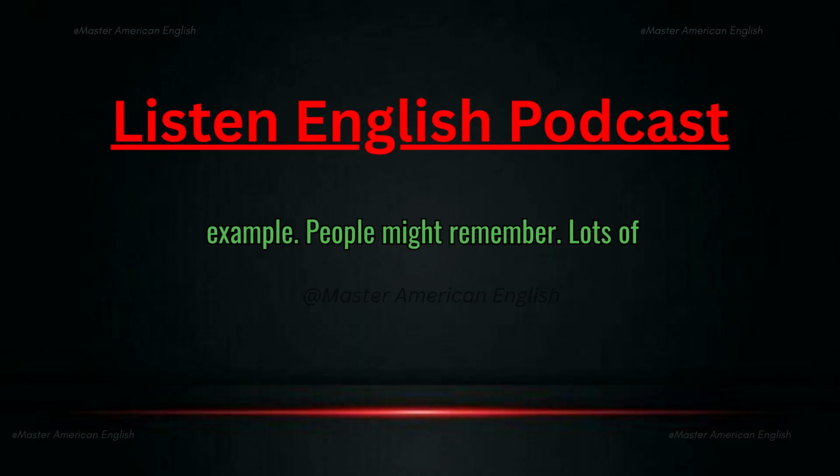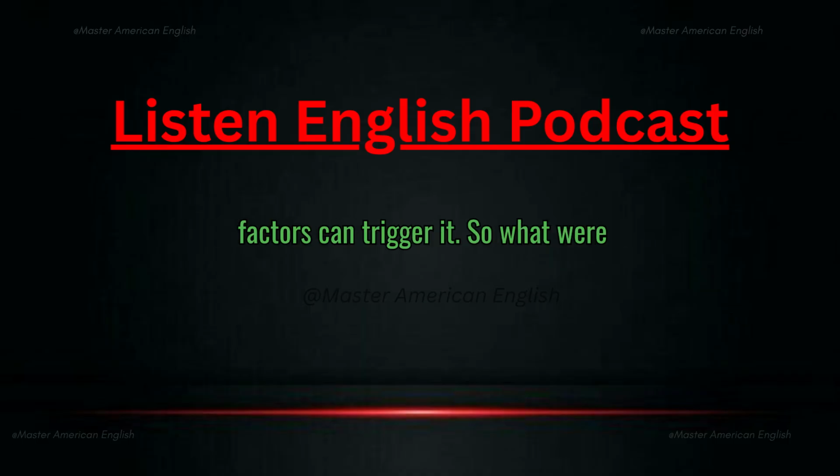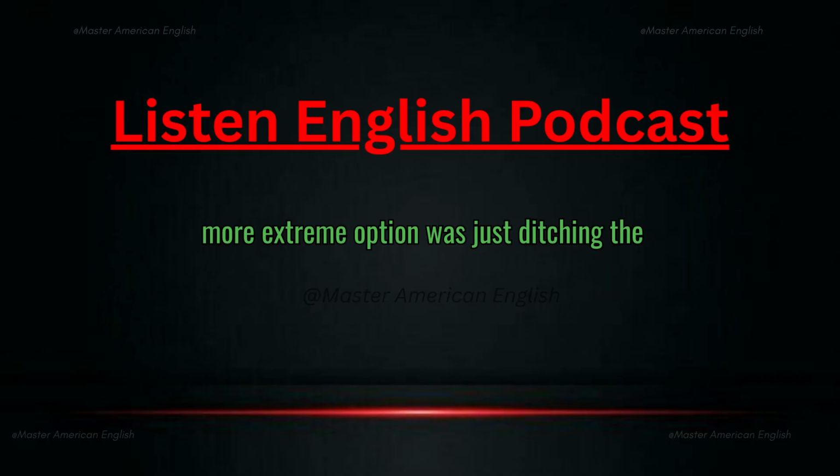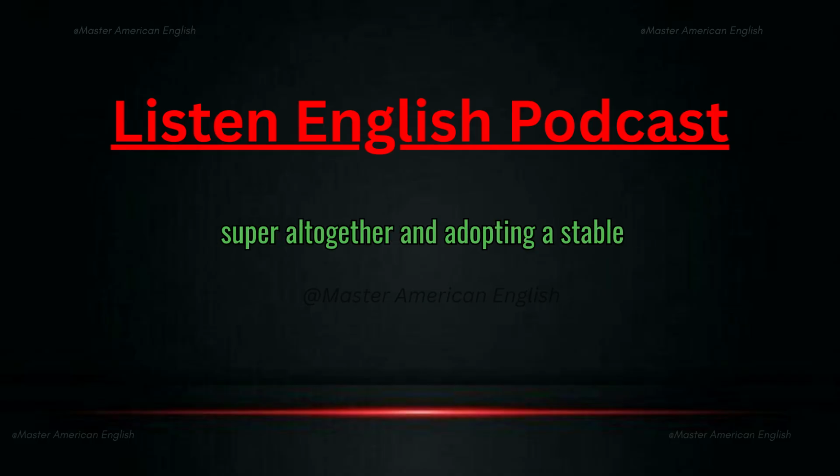Zimbabwe is a more recent example people might remember. Lots of factors can trigger it. So what were Ecuador's options back then? Well, the video mentions two main paths they considered. One was trying to fix their exchange rate to the dollar, kind of like Argentina did at one point. Right. The other, more extreme option was just ditching the sucre altogether and adopting a stable foreign currency.